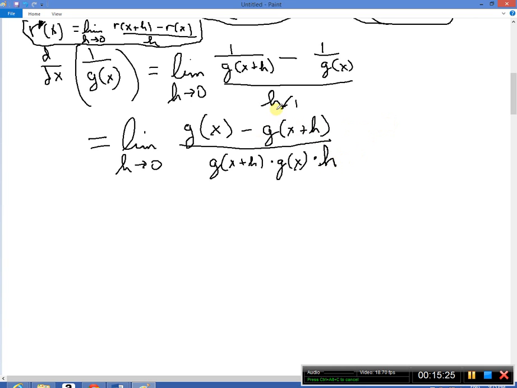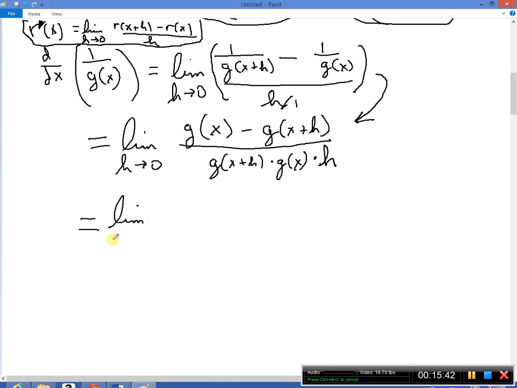If that bothers you, go through it yourself and verify that from here to here is nothing but algebra. There's no calculus done at this point. Okay, now I'm going to do a little bit of sneaky algebra.